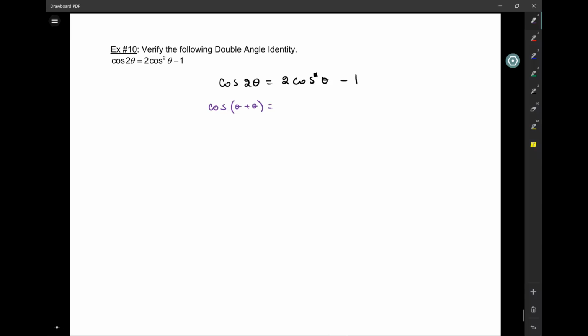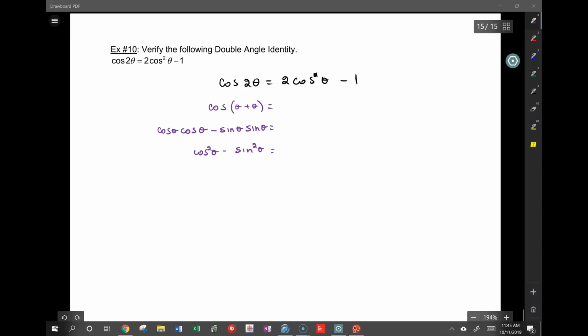So now look at what we have. We have a sum and difference. This is the cosine, cosine, sine, sine, right? So this is cosine cosine minus sine sine. So now what is this? This is cosine squared theta minus sine squared theta. Does that mean anything to you? Yes and no, right?